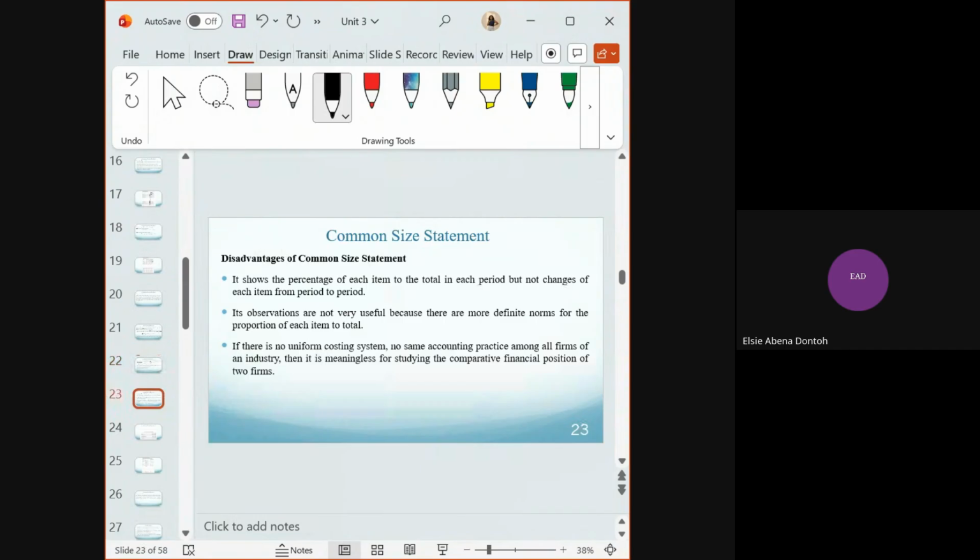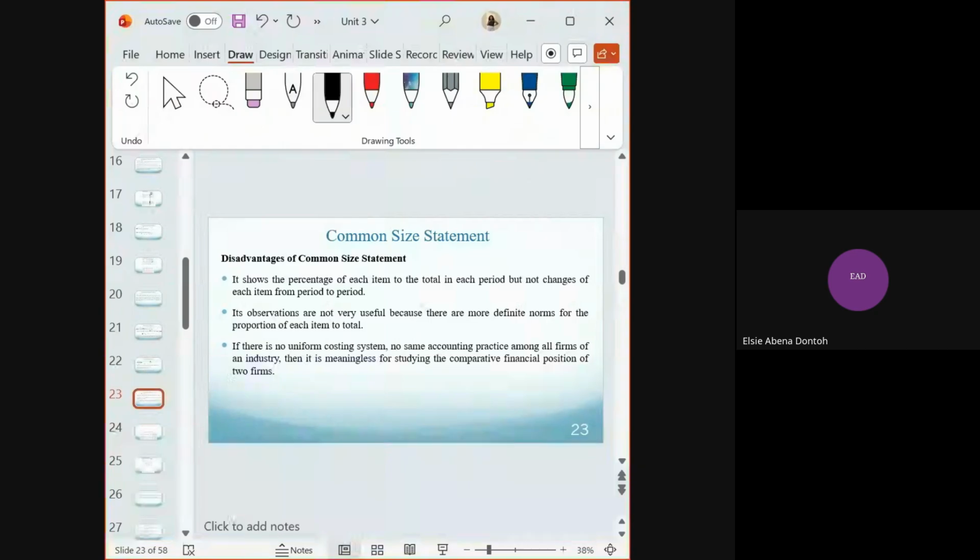When we move on to the disadvantages, it shows the percentage of each item to the total in each period, but not changes of each item from period to period. Its observations are not useful because there are no more definite norms for the proportion of each item to the total. If there is no uniform costing system and no same accounting practices among all firms of an industry, then it's meaningless for studying the comparative financial position.